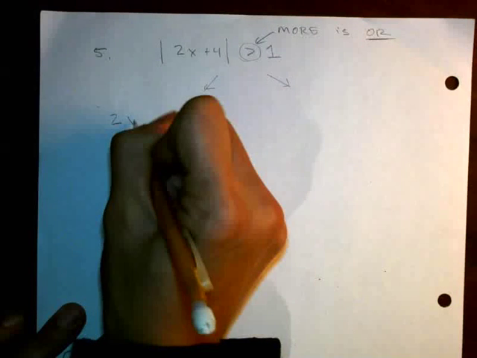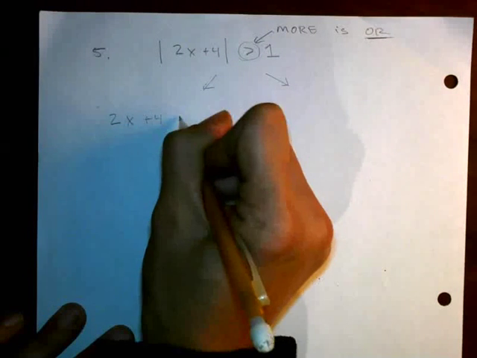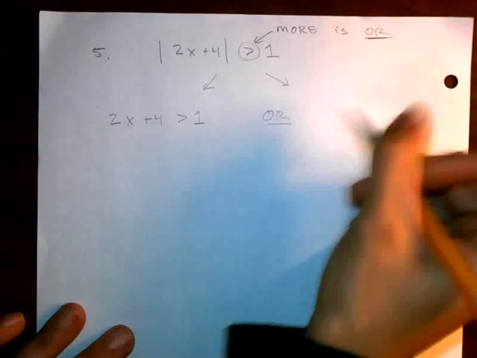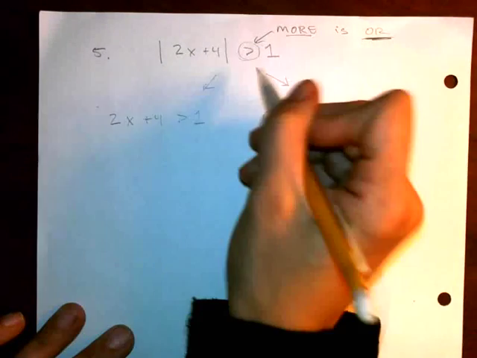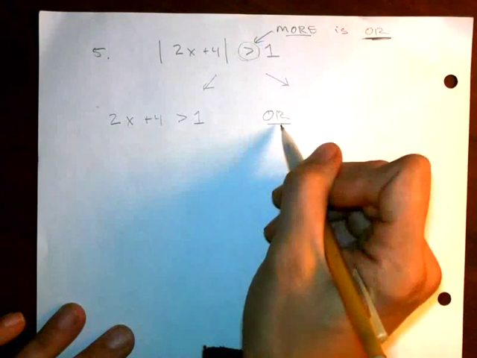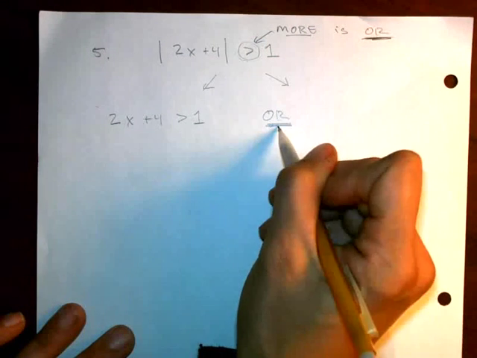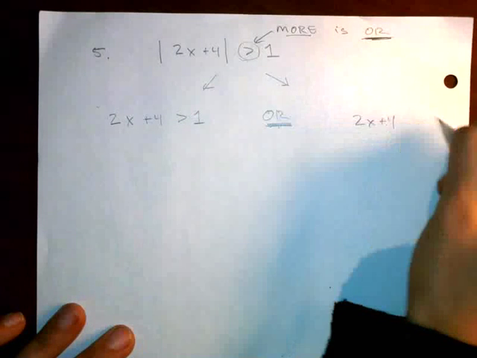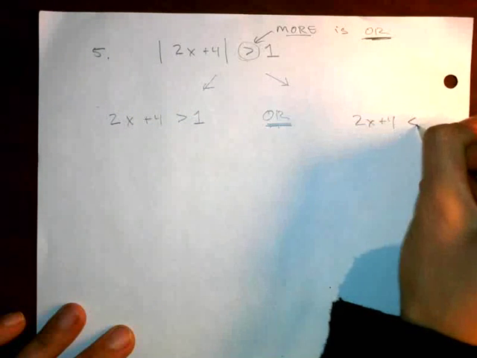So I need to break this up into 2 different inequalities and say that 2x plus 4 is greater than 1, or because it's more, it becomes an or. If this was a less than sign, I would be saying and here, but it's a greater than sign, so I'm saying or.